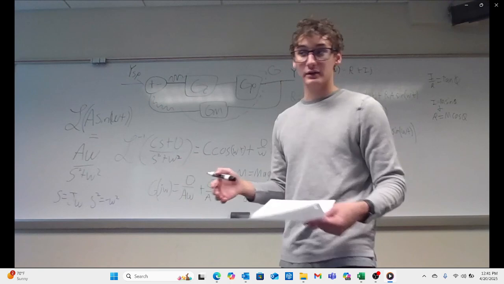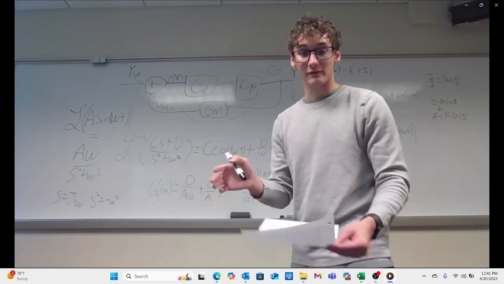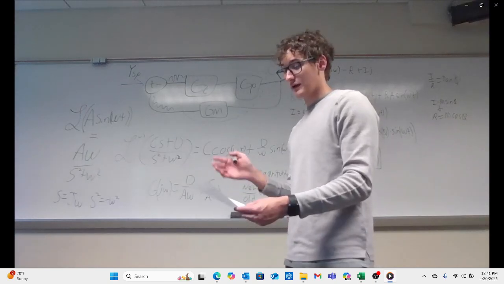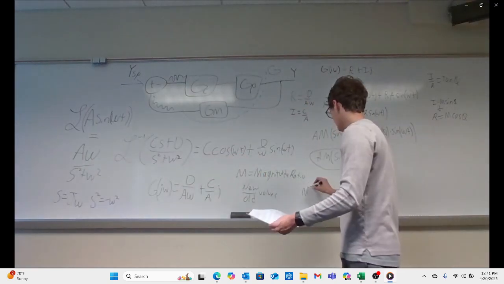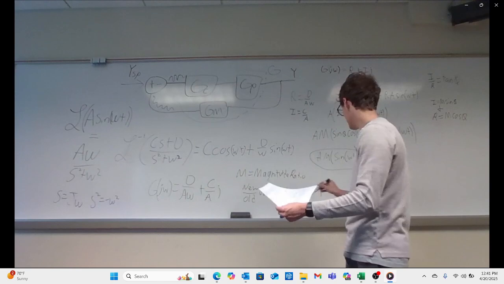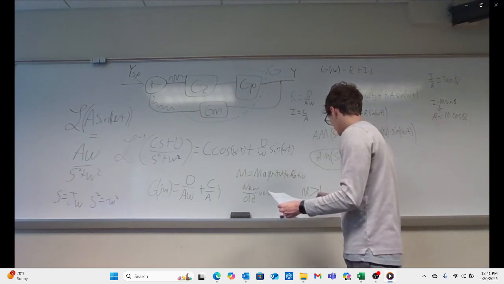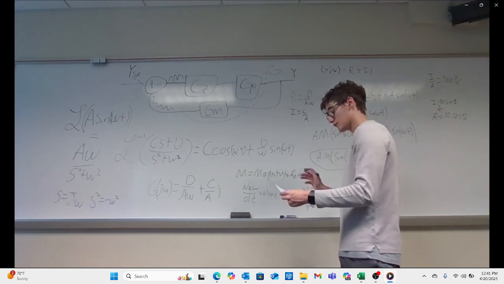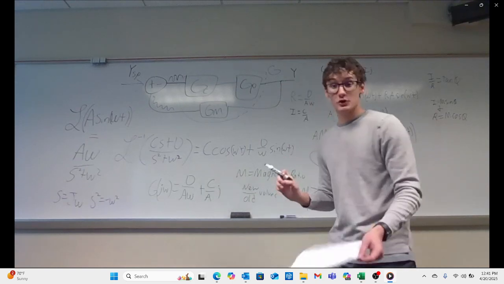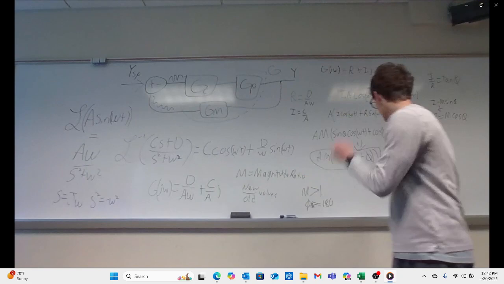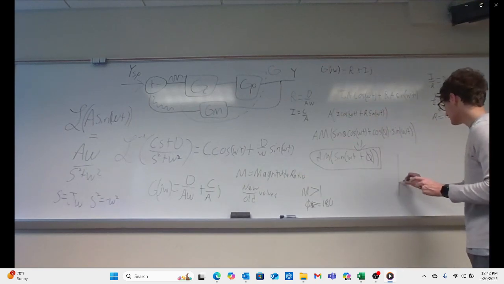So M is the magnitude ratio. If M is greater than 1, it's unstable. It's basically the new over the old. If our M is greater than 1, we're just going to continue to spiral. And the question is, when we are at theta, or a phase angle, at 180 degrees, why is that unstable?